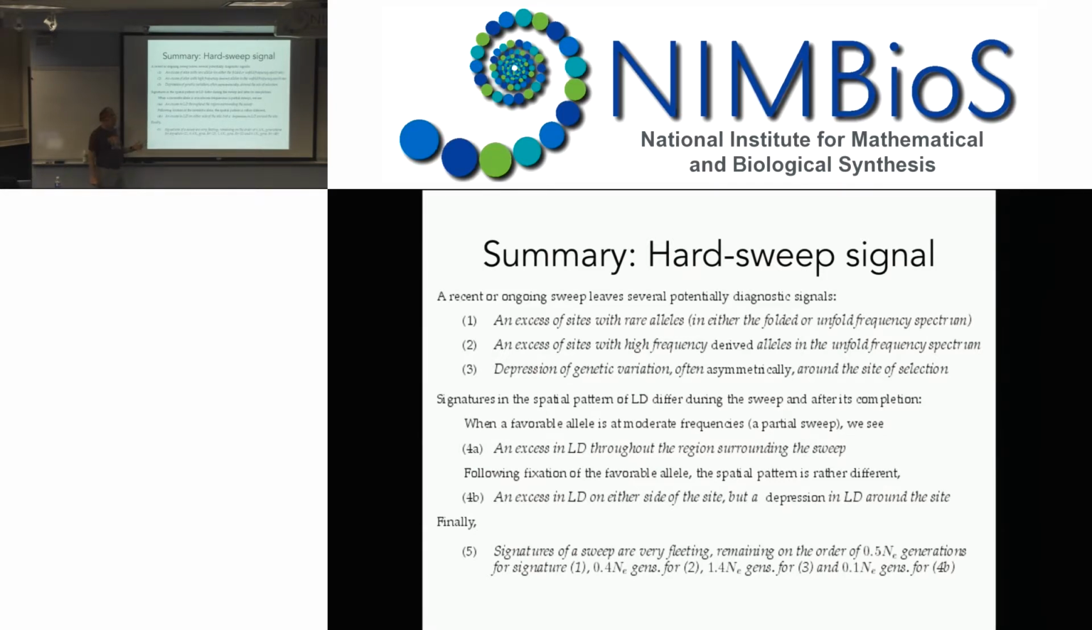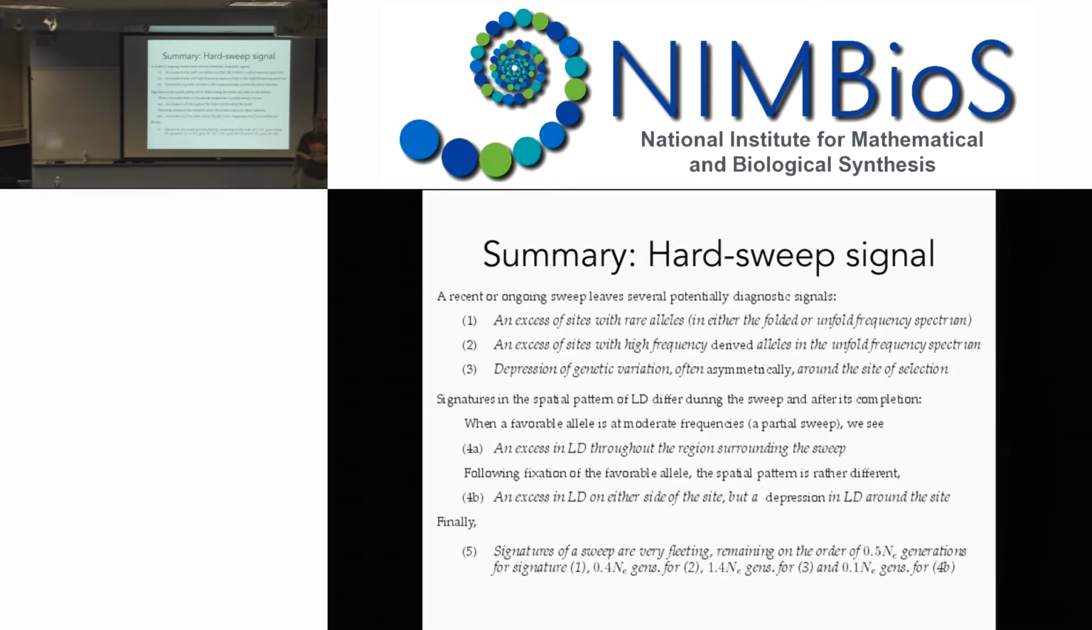Finally, signatures of a sweep, a hard sweep, are very fleeting. They remain on the order of about a half NE for the excess of rare alleles, 0.4 NE for the excess of high frequency alleles. Number 3 here is about 1.4 NE, and down here is about 0.1 NE. So the bottom line is these are all on the order of between a tenth and NE. And this is a hard sweep. So again, you've got this issue of time scales and types of sweeps, and it's why if you pick a particular test, you're going to miss most selection that's ongoing.